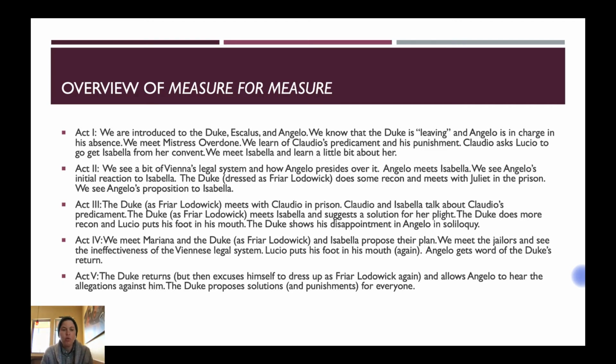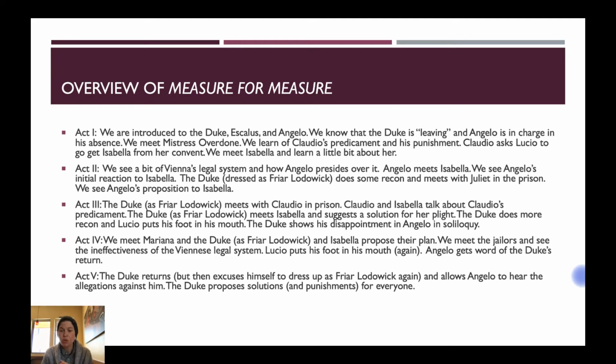Okay, then in Act 4, we meet Mariana and the Duke, who's still dressed up as Friar Lodowick. And Isabella and the Duke propose their plan, which is essentially that Mariana, who is Angelo's spurned fiancee, sleep with Angelo instead of Isabella, right? They do a bed trick, as they call it, and swap out women.